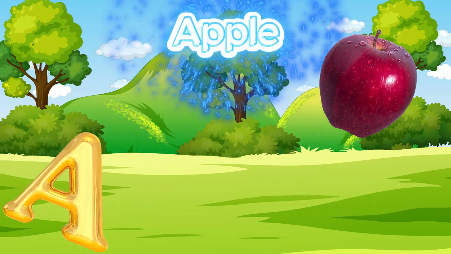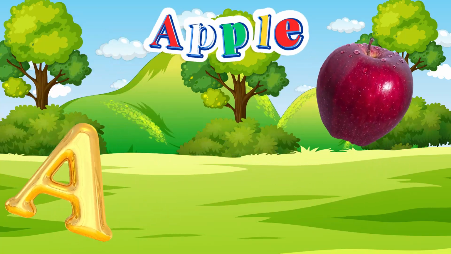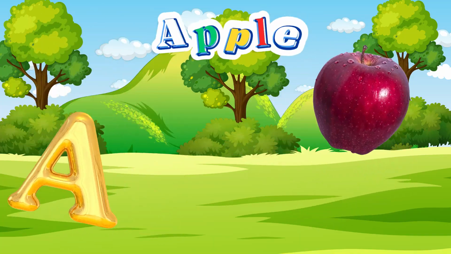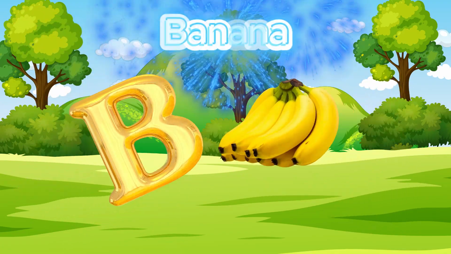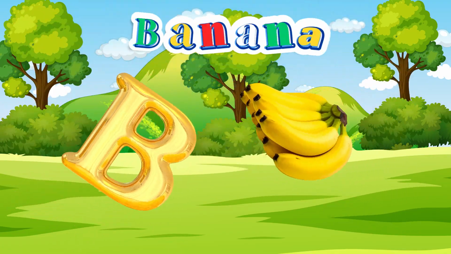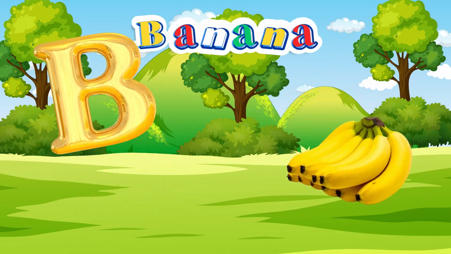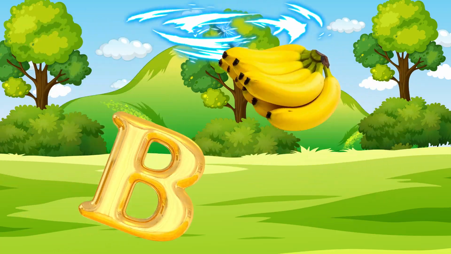A is for apple, apple. A, apple. Red apple. B is for banana, B, banana. Yellow banana. B is for banana.